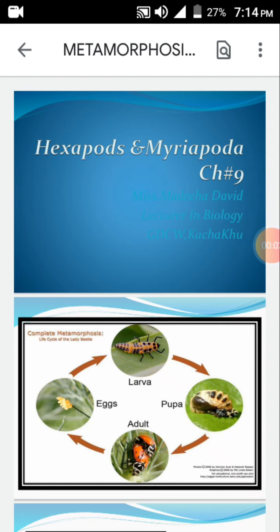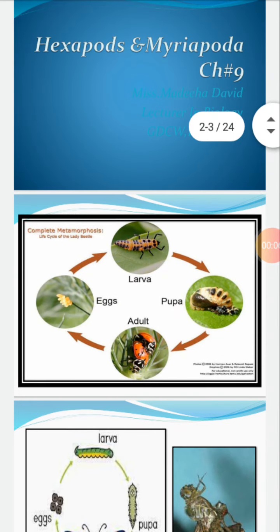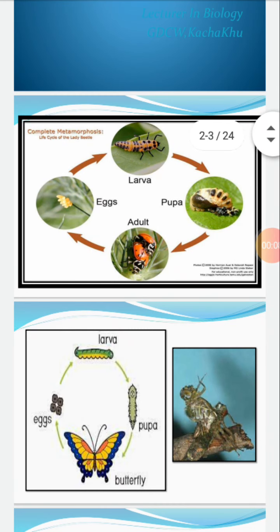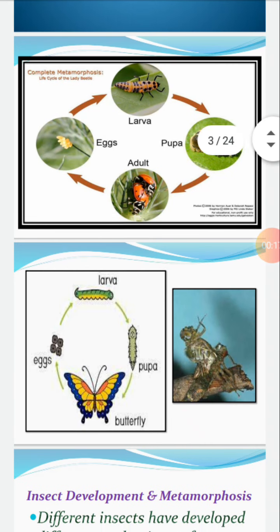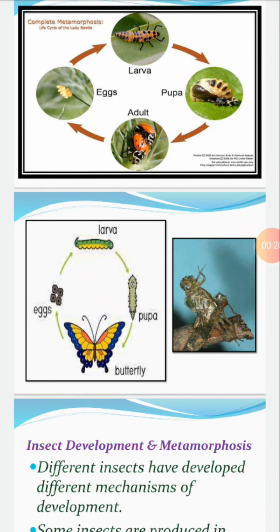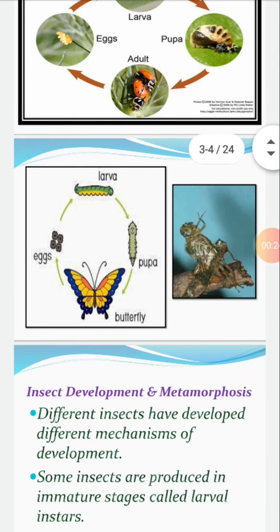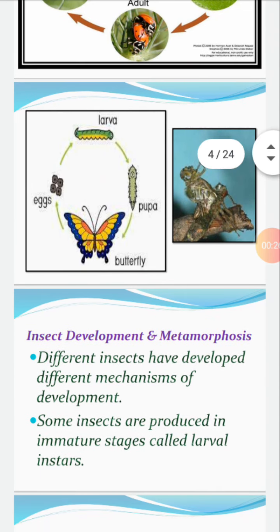Today in zoology, we will discuss metamorphosis. As you can see in the pictures, the process of change from larva to an adult form is called metamorphosis. Egg, larva, pupa, and then adult butterfly. Insect development and metamorphosis.